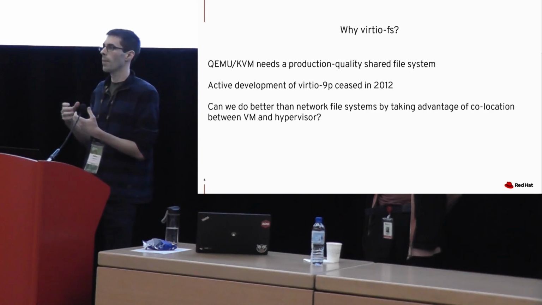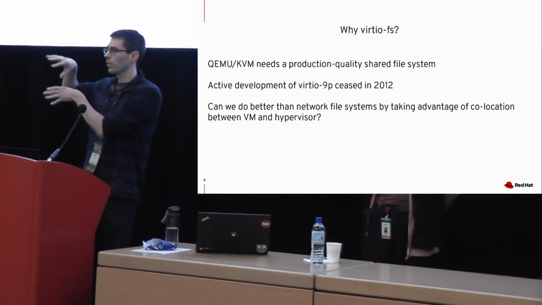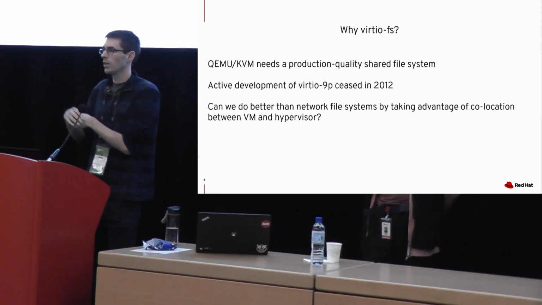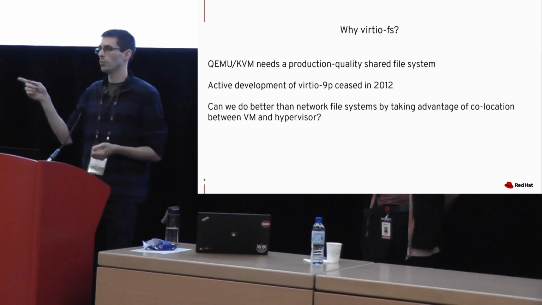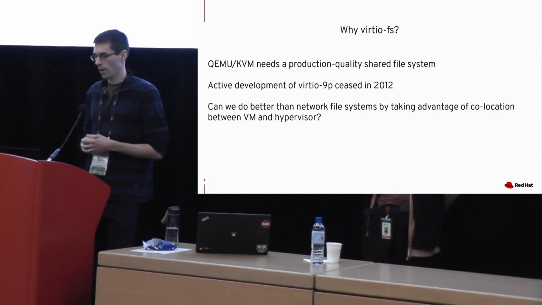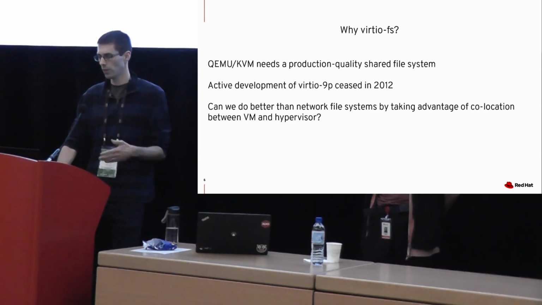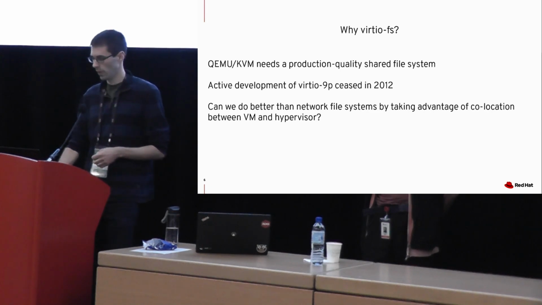What can we do if we take advantage of the fact that a VM and a hypervisor are co-located on the same machine? Network file systems use message passing. They send requests and responses to each other. But as we're going to see later on, virtiofs has some features that go beyond that, things that you can't do in a network file system to get advanced features.